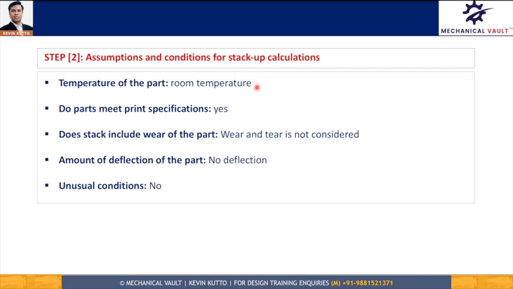The second step is to define conditions or assumptions of the stackup analysis. Like, we assume that all the parts are assembled at room temperature and they meet their given tolerances and there is no wear and tear or deflection of any of the containers. We don't have any unusual conditions which can affect the dimensions and tolerances of the parts or containers. If any part is subjected to deflection or excessive wear and tear, we must specify it and probably mitigate that in our stackup analysis as well.